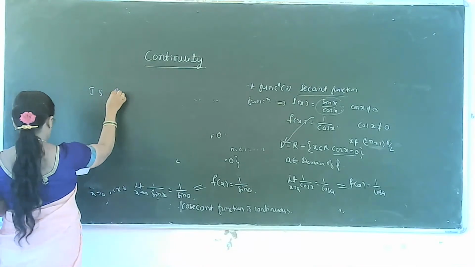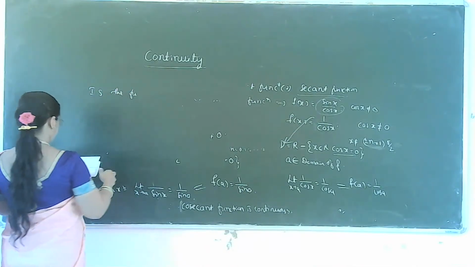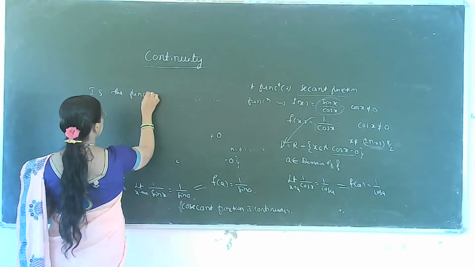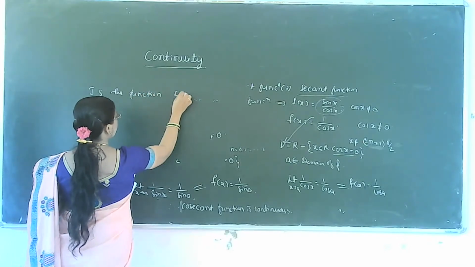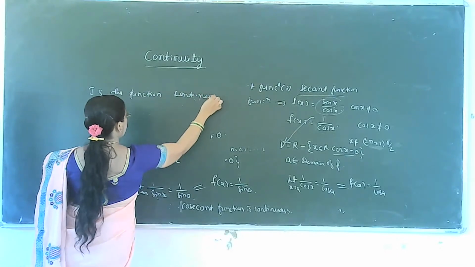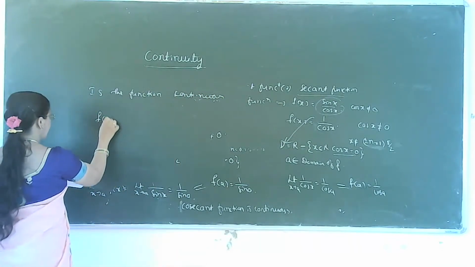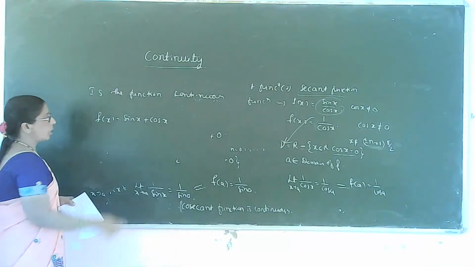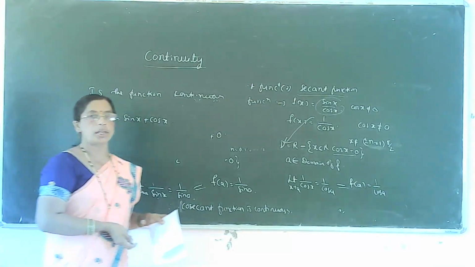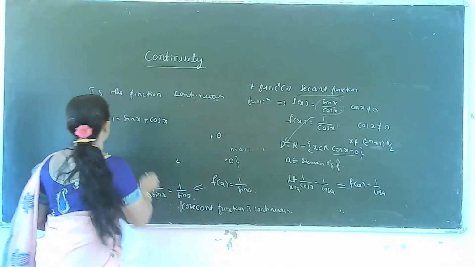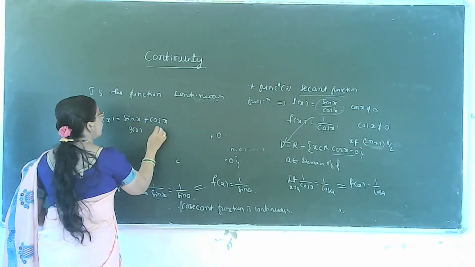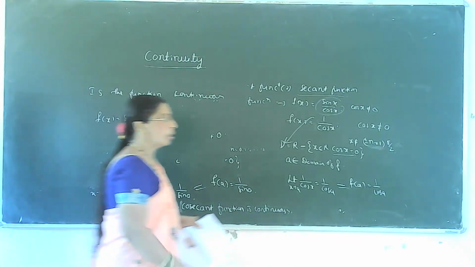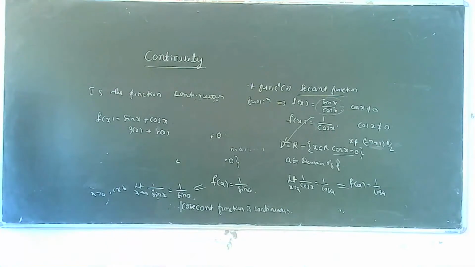Is the function f of x equal to sin x plus cos x continuous? You can discuss the continuity. Here sin x is a continuous function and cos x is also a continuous function. You can take them as g of x and h of x here. Therefore, the function is continuous. You can check the problem also.